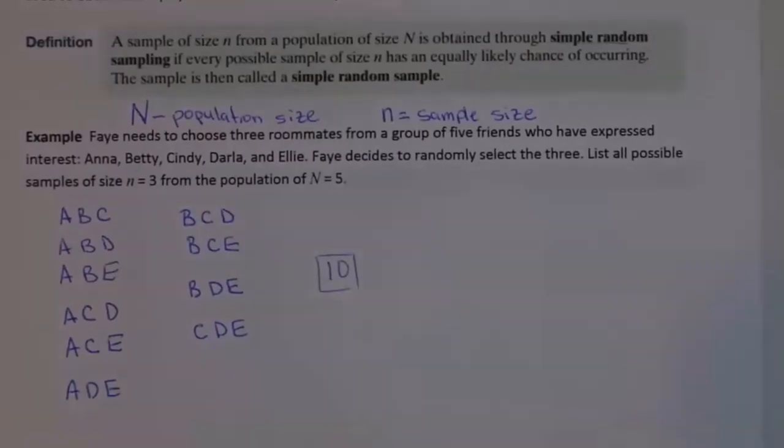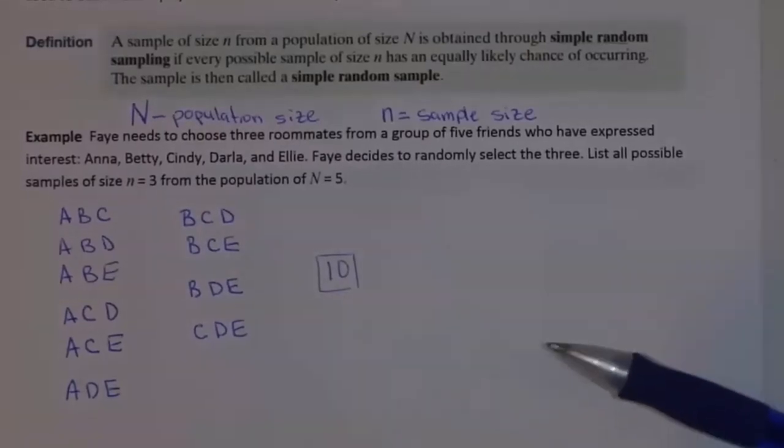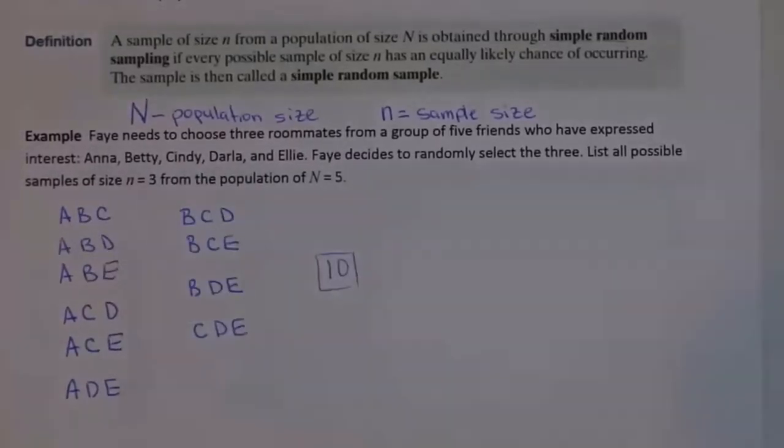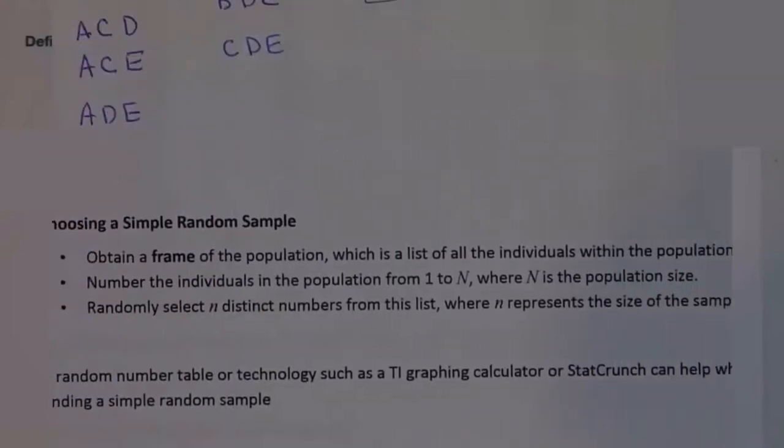So if Faye is going to randomly choose her roommates, then each of these 10 outcomes have to be equally possible if it's going to be a simple random sample. So again, if it's a simple random sample, each one of these 10 different samples has to have an equally likely chance of occurring. So how do we actually go about determining the simple random sample?